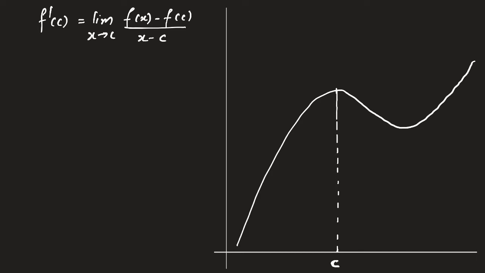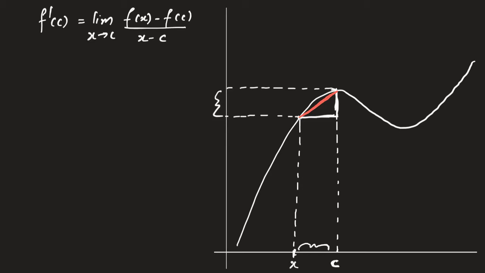So I have already plotted the point c. Suppose we take a point x. Okay, so the corresponding point f of x would be somewhere here. So this is f of x. This is f of c. Okay, so f of x minus f of c is this quantity. x minus c is this length. So if you look at this triangle, this is x minus c and this is f of x minus f of c.